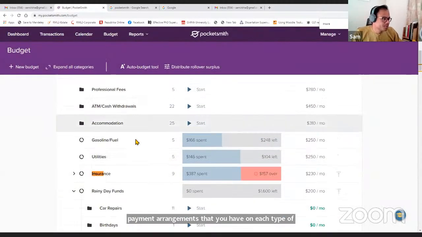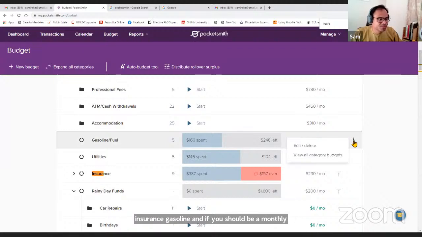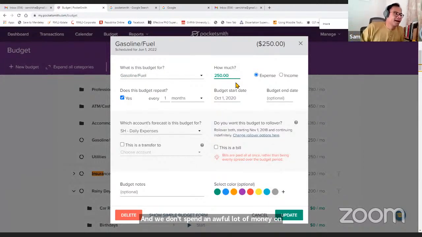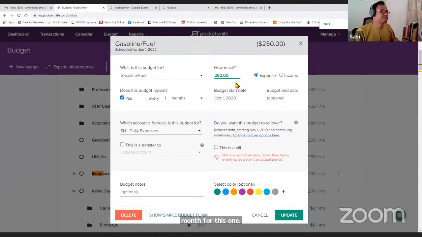Gasoline and fuel should be a monthly spend because this is constant. We are constantly spending on gasoline and fuel. And we don't spend an awful lot of money on it because I work from home and we live quite close to the hospital where my wife works. So we put about $250 aside a month for this one. And depending on how much you use gasoline and fuel, you may want to adjust that.